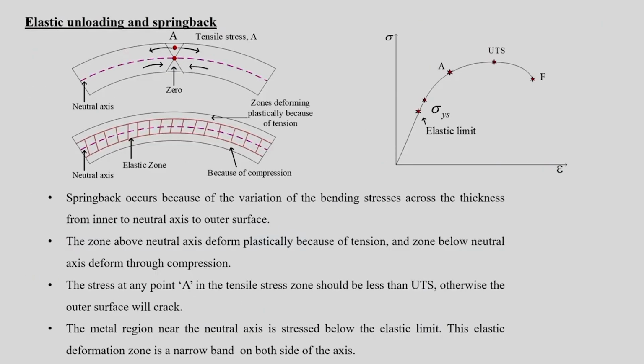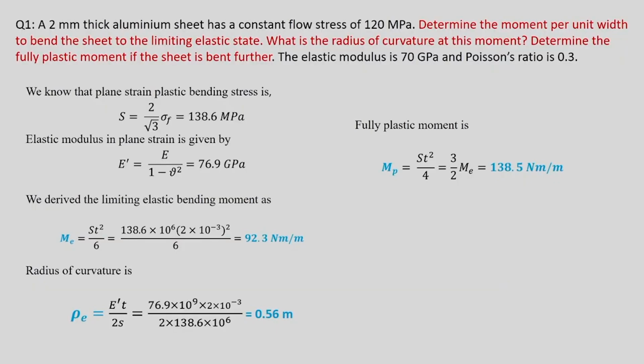Before we go ahead and discuss another small section in this module, let us do one small problem with whatever we discussed until now. The question is: a 2 mm thick aluminum sheet has a constant flow stress of 120 megapascal. Constant flow stress means you have to take it as a uniaxial flow stress of 120 megapascal, which is not going to change with strain. Determine the moment per unit width to bend the sheet to a limiting elastic state, that means first you need to get ME.